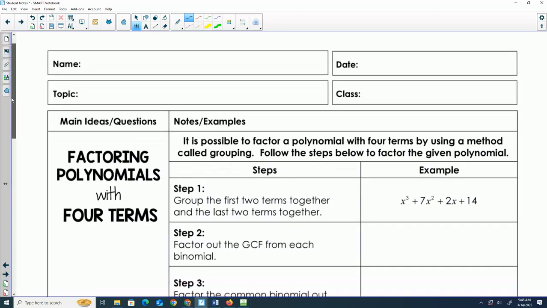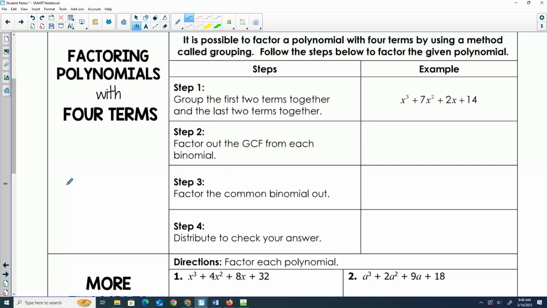And the strategy is a little bit different. We're going to do something called grouping. So make sure that you are paying attention today. This is a little bit different than anything else we've done. We're going to start by grouping the first 2 together and the last 2 together. All right, so I'm putting parentheses around the first 2 terms and around the last 2 terms.